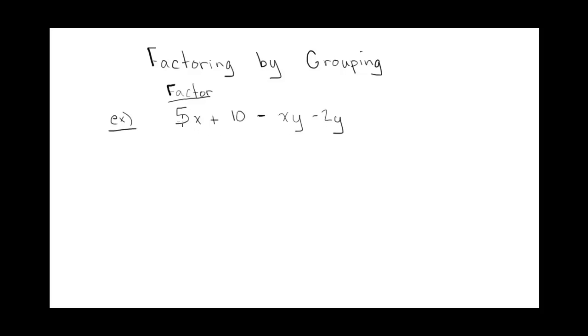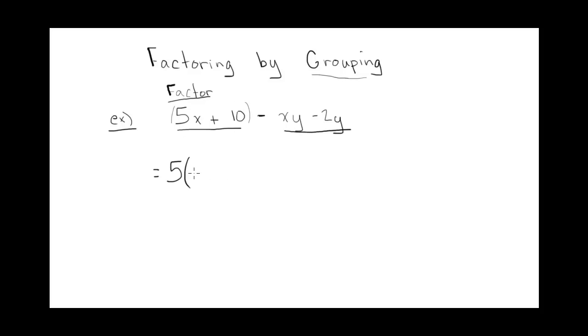But what you could do is what we call grouping. So sometimes you can group them into pairs of terms. So I'm going to group the first two and the second two. What I'm going to do is factor the first two. So what's common to the first two? What's common to 5x and 10? Well, that would just be 5.